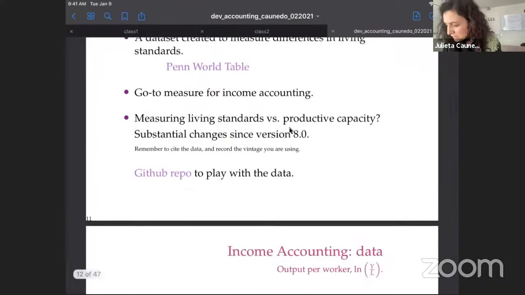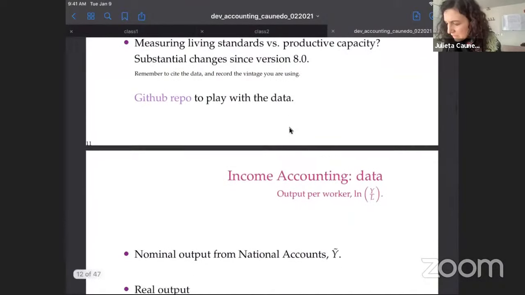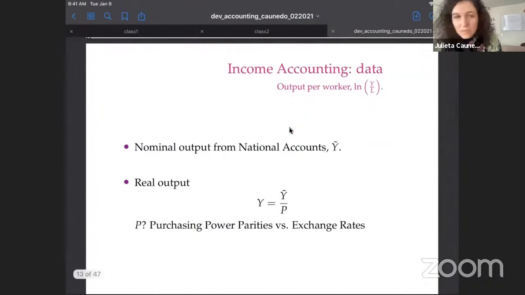Okay, so without more details about this, although I'm happy to talk about them if the audience has questions, let me just talk about how we measure output per worker. So I'm going to start with the output part of this, then I'm going to talk about employment a little, okay? Again, the good thing is that this comes after Richard talked a lot about these things. So you will see some repetition, but it's good to see it twice. Hopefully the second time is clearer.